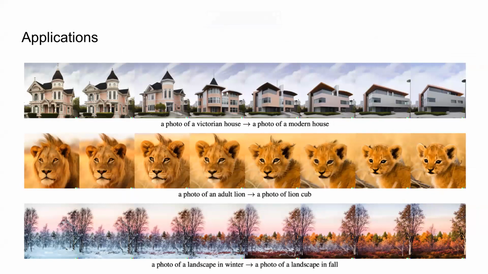So for instance, on the very first slide, I can say, a photo of a Victorian house, and that might produce this nice looking house here. But now you might want to transform that into something else. You can do things like convert it to a photo of a modern house. And so you can see that there's a progression to these different forms of things. And there are other things, right? Lion to a cub, and same thing with the types of seasons.